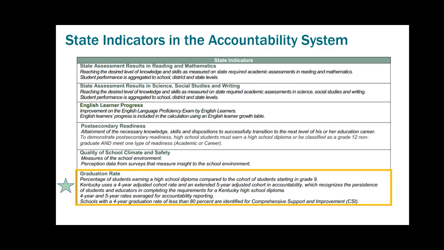Kentucky's accountability system is comprised of 6 indicators. These indicators are state assessment results in reading and mathematics, state assessment results in science, social studies, and writing, English learner progress, post-secondary readiness, quality of school climate and safety, and graduation rate. In this session, we are going to focus on the graduation rate indicator.